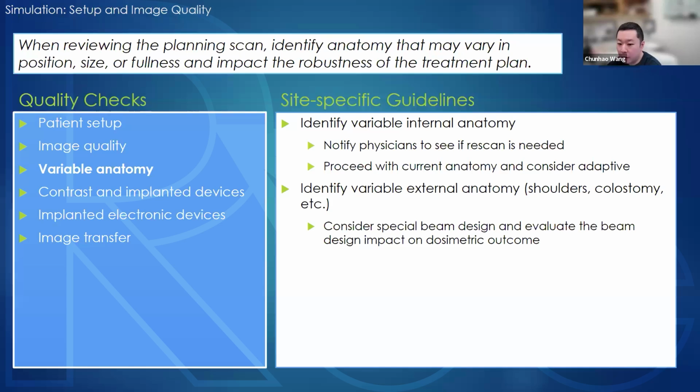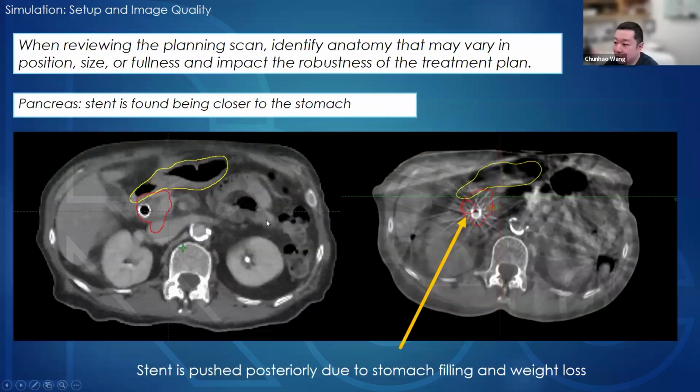So here is an example of an internal anatomy variation. On the left side, we have a patient where we are treating a pancreas target, and there's a stent over there, which is supposed to be a very good landmark for IGRT purposes.